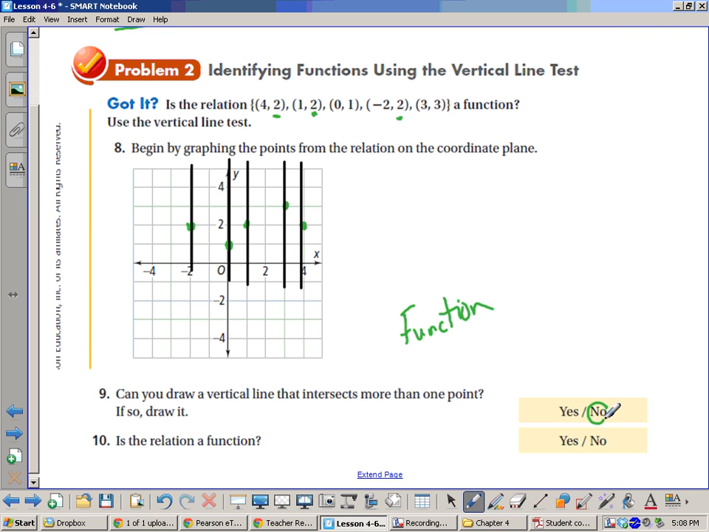So no on this, they intersect more than one point. It does not. So we can draw a vertical line that intersects more than one, and it can't. And so this is a function.